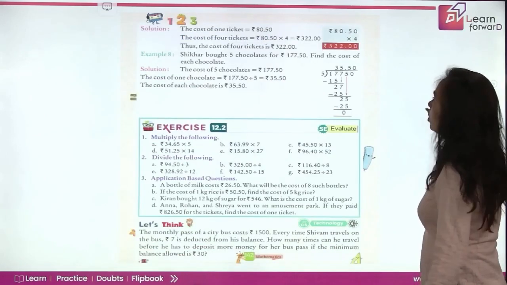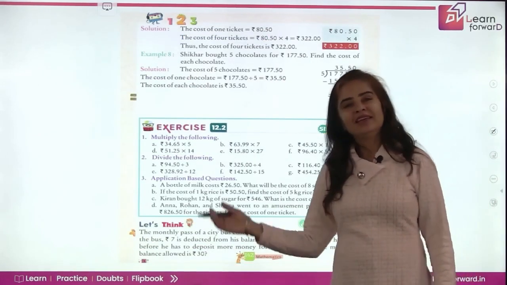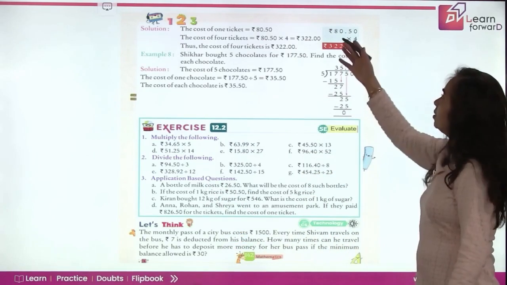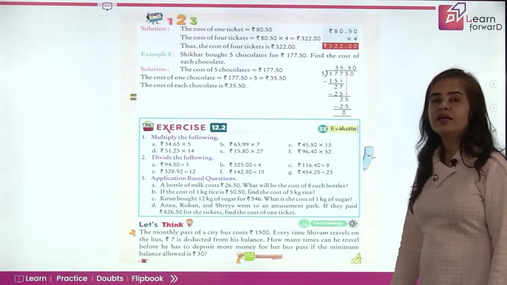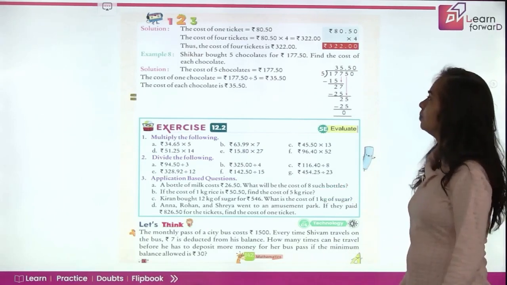So what will be the cost of 4 tickets? Yes, we will multiply. So multiply 80.50 by 4. You get 322 as your answer. Next question.